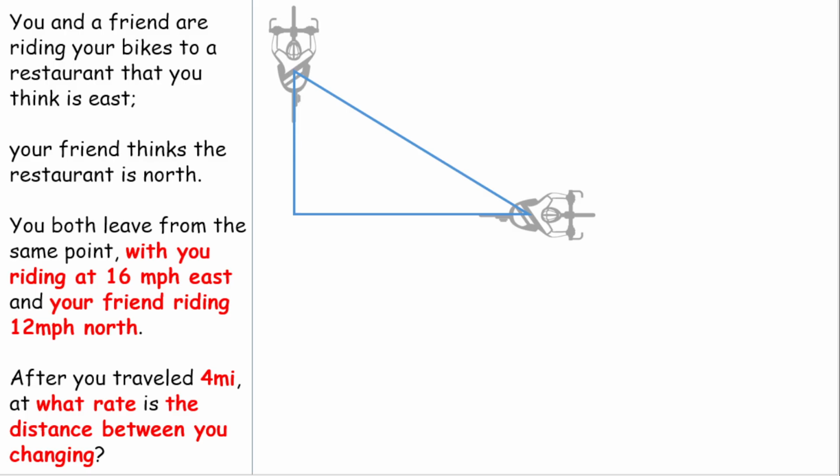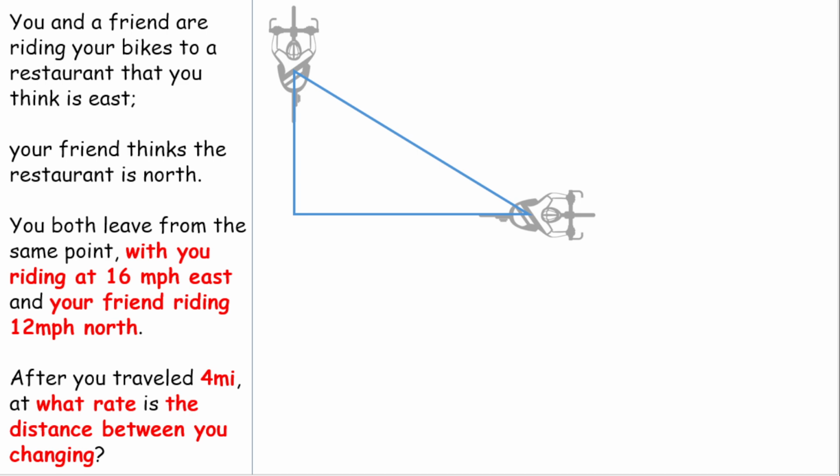You and a friend are riding your bikes to a restaurant that you think is east. Your friend thinks the restaurant is north. You both leave from the same point, with you riding at 16 miles per hour east and your friend riding 12 miles per hour north. After you travel 4 miles, at what rate is the distance between you and your friend changing?